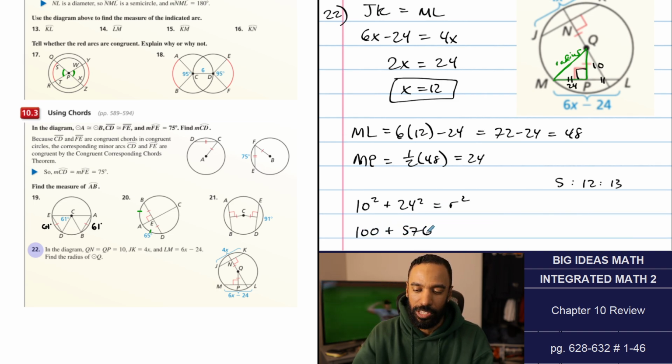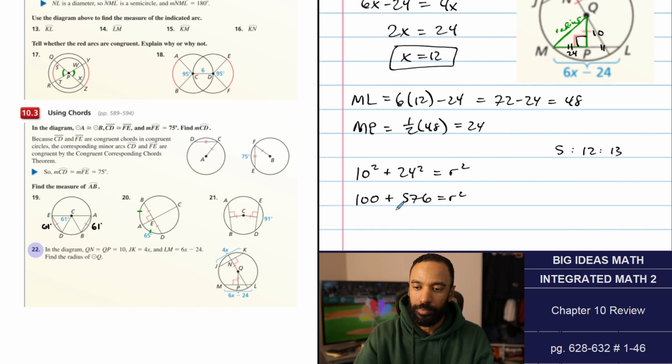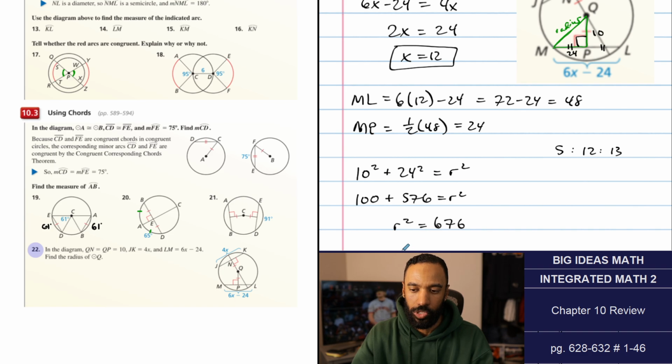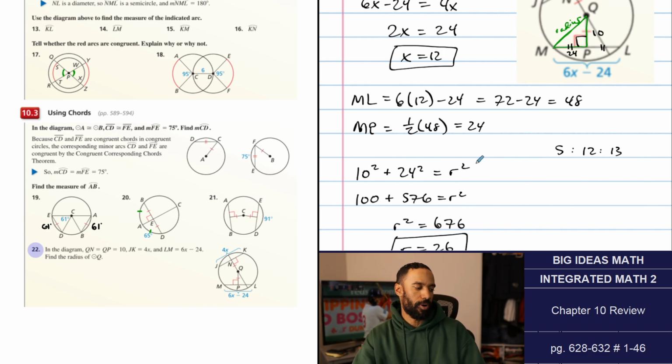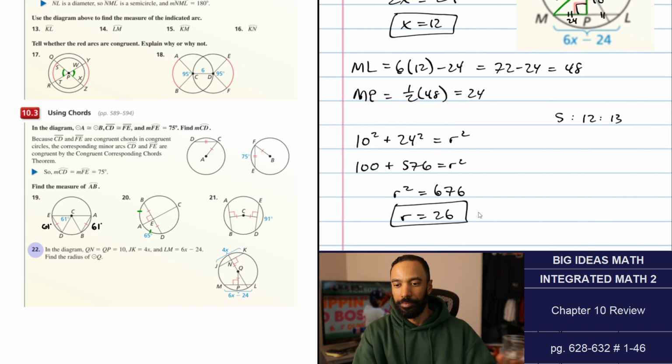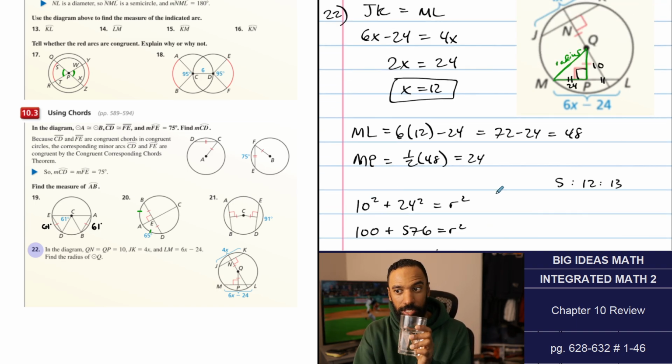100 plus 576 equals r squared. R squared equals 676. I think it's fair to assume that r is going to equal 26 from what I stated. I have no idea if that's the square root. Sounds right. I'm going to go with it. And that's the radius of the circle.